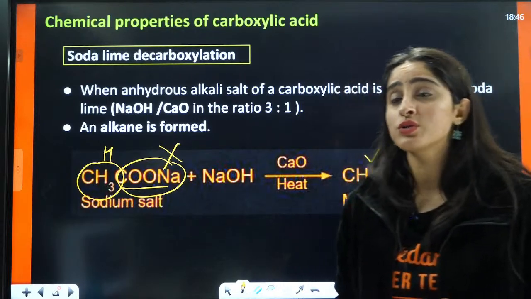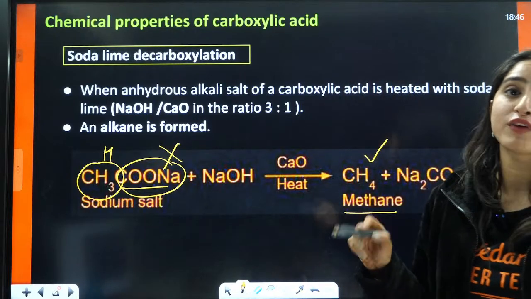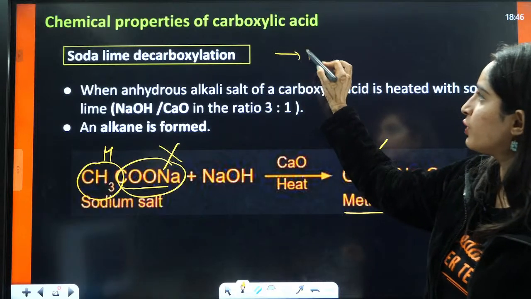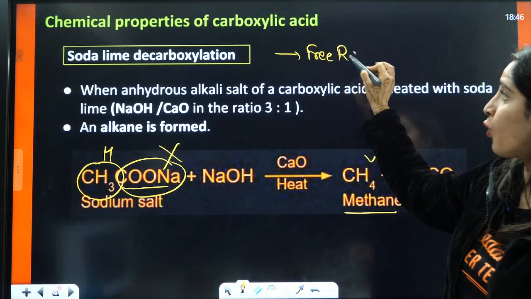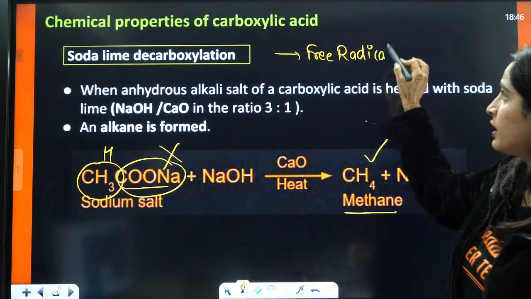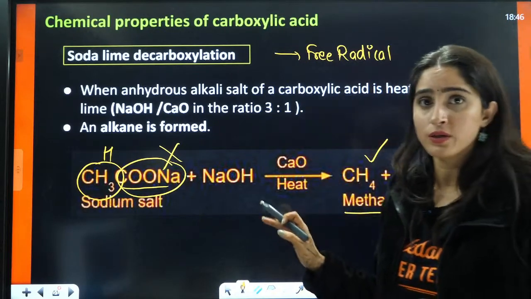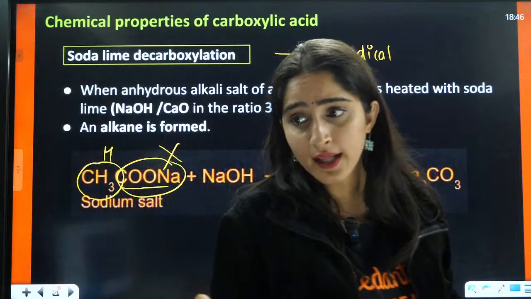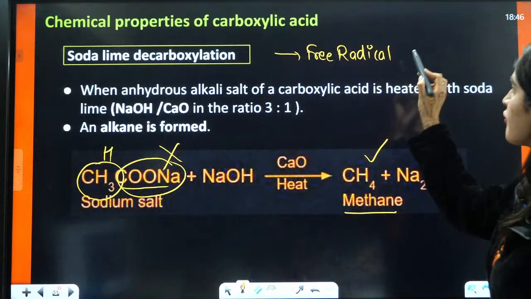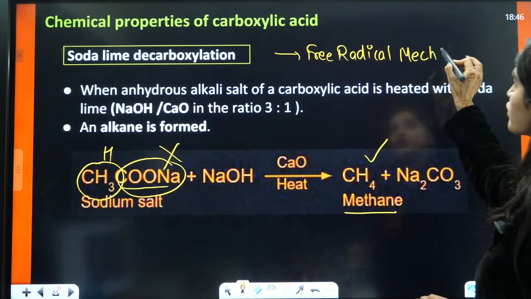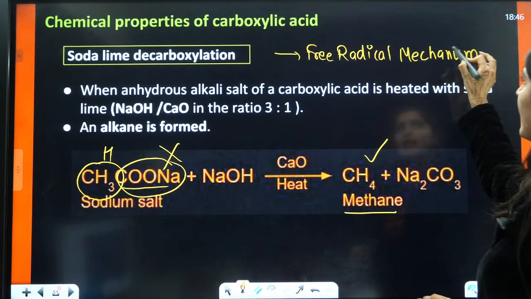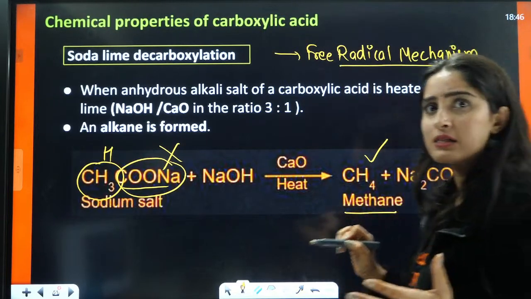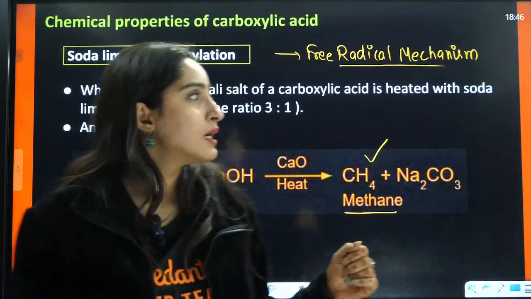It uses a free radical mechanism, right? I hope you have done this in your hydrocarbons chapter, because there it is in detail. If you have not done that, then do let me know about it. It follows the free radical mechanism. That is why the questions are slightly the same as Wurtz reactions only, right?